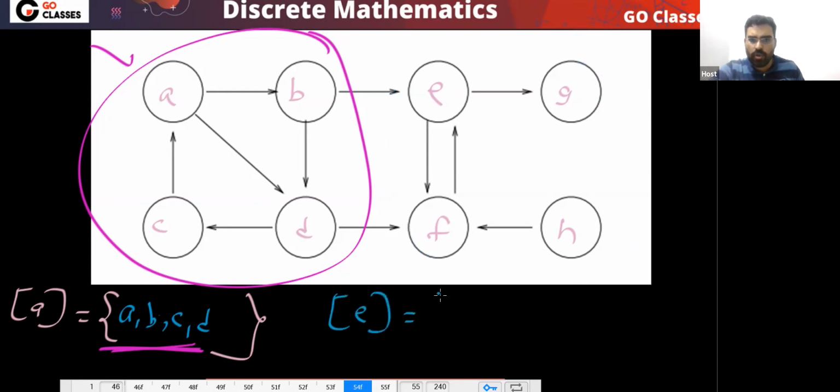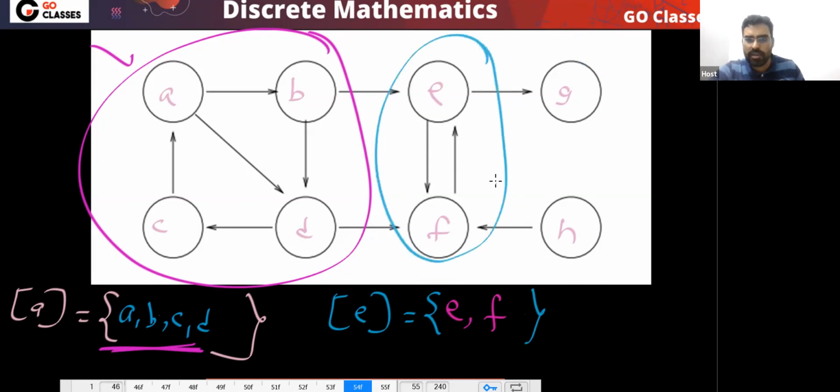Strongly connected component of E. What is the strongly connected component of E? That will be E comma F. You cannot add anything more. So this will be your component. Now forget about it.